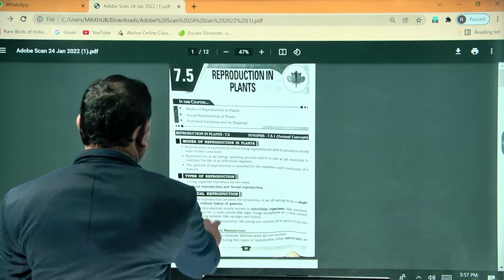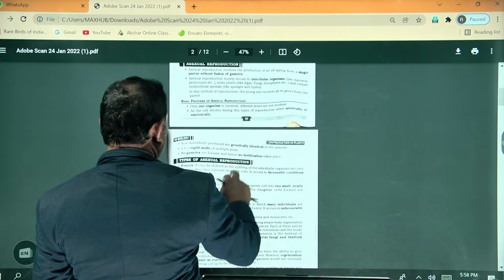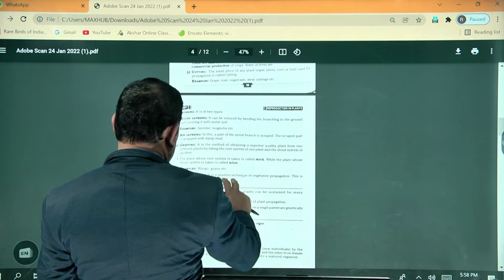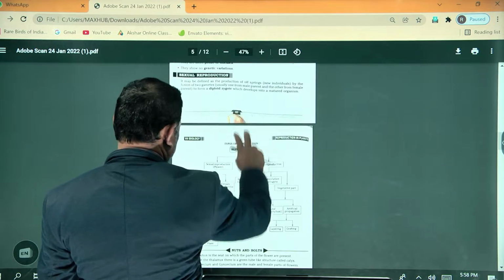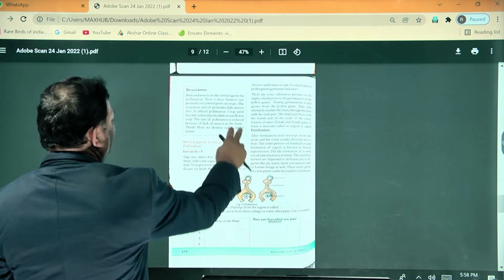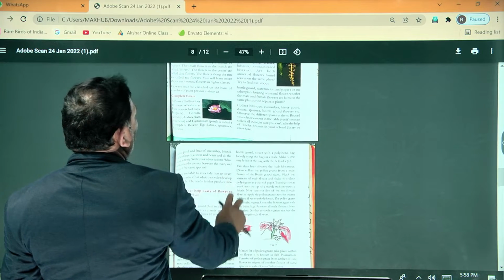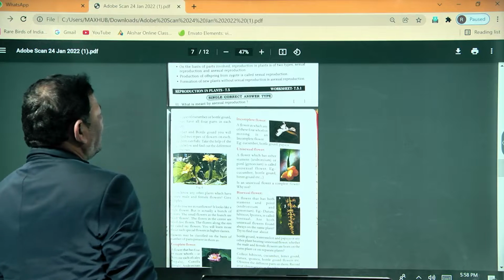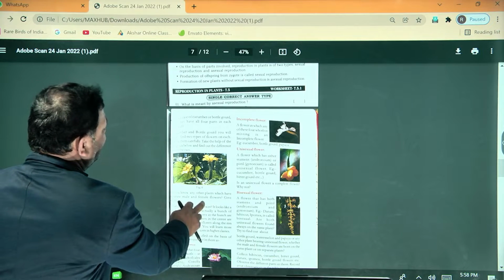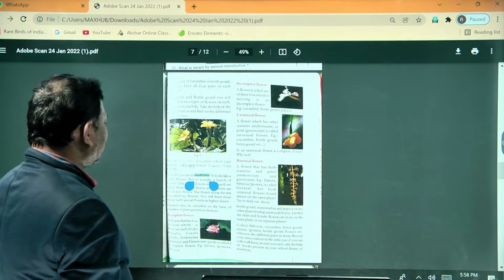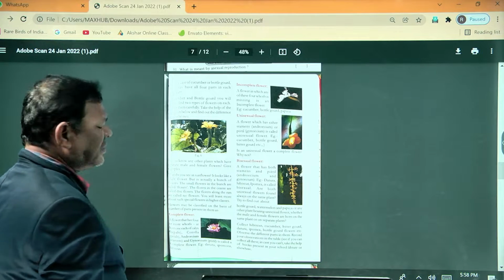What is the sexual part of the plant? Can you say? What is the sexual part of the plant? You can see here, sexual reproduction in the plants.